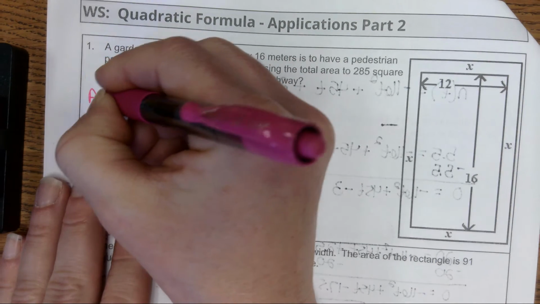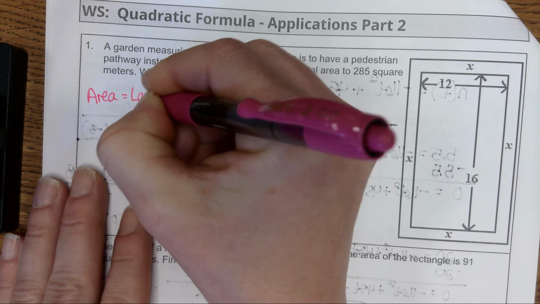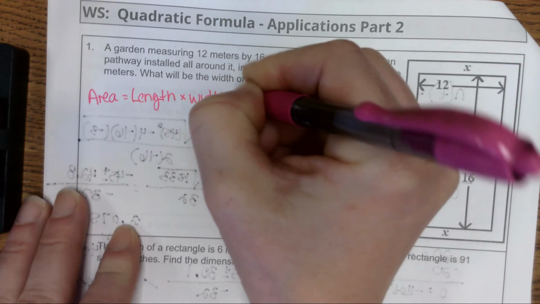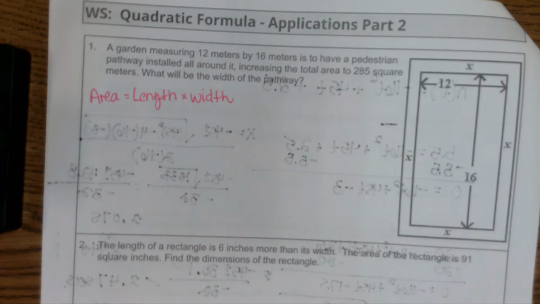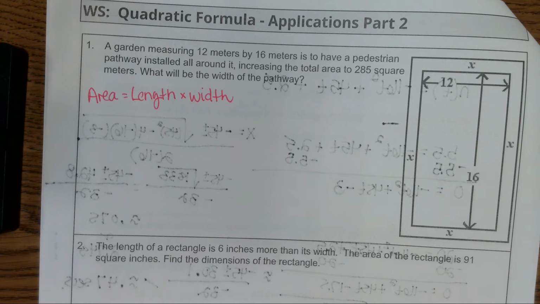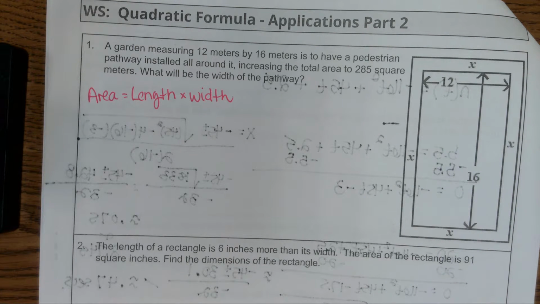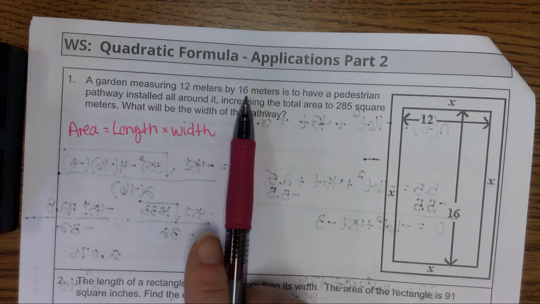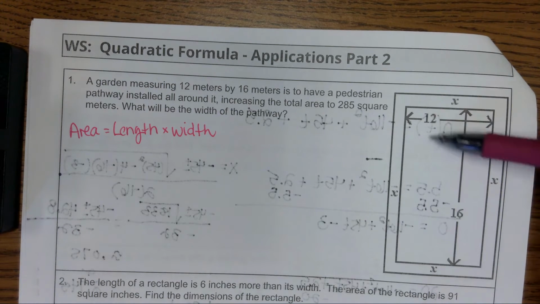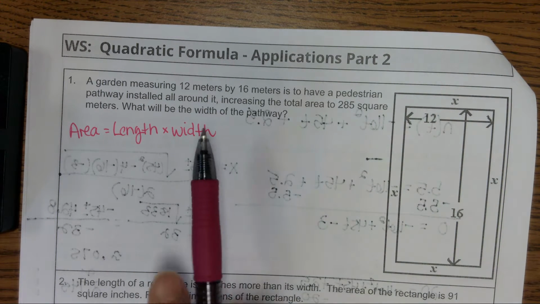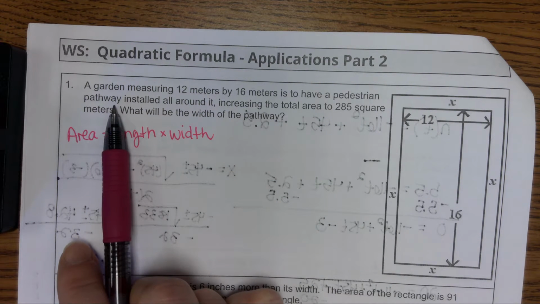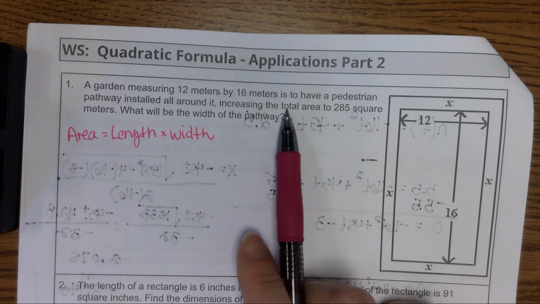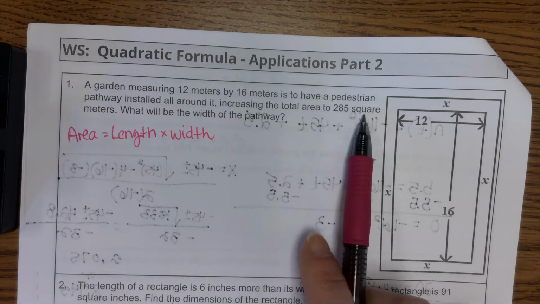Kind of keeping that in mind, for the rectangle problems, we're going to have an expression for the length and an expression for the width. So this question says a garden measuring 12 meters by 16 meters is to have a pedestrian pathway, pedestrian means a walking pathway, installed around it, increasing the total area to 285 square meters.